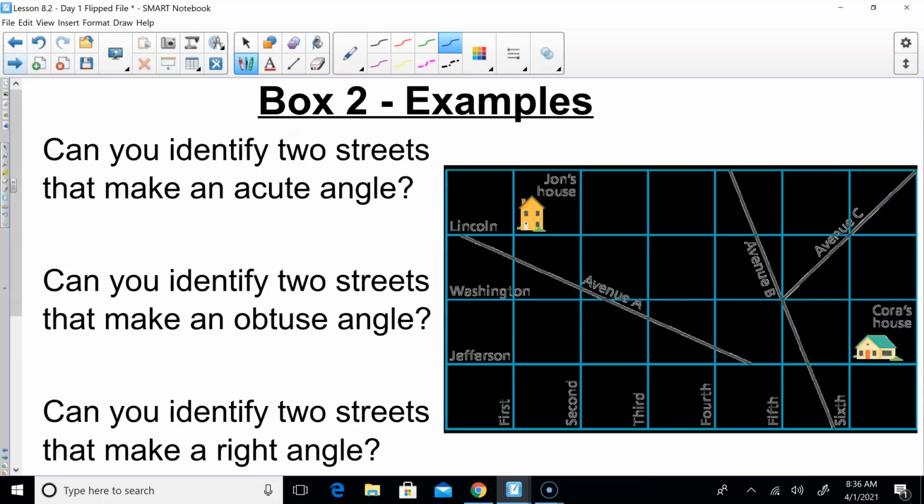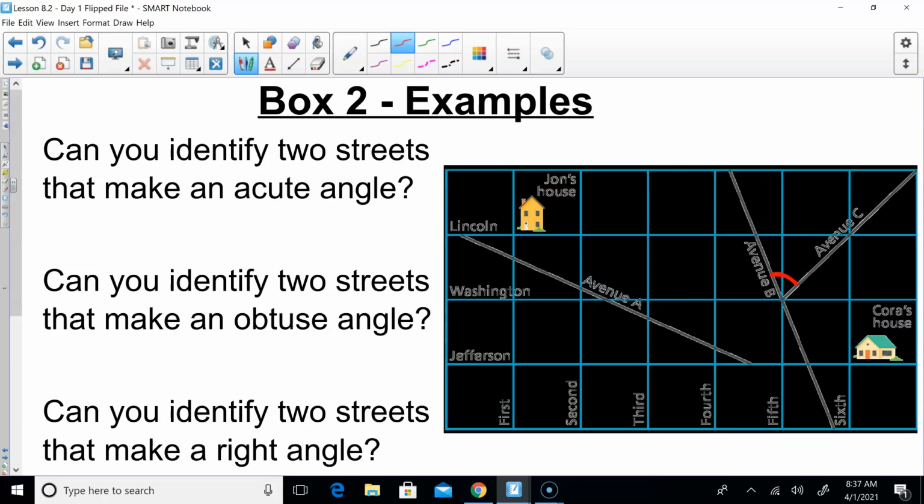And now just some things. Can we identify two streets that make an acute angle? There are a lot of things going on in this picture. So our goal is to find different angles right now. Can we find two streets that make an acute angle? So think about what acute is. We know acute is less than 90 degrees. So my guess is, let's see if you can find some that I'm going to circle. I see Avenue A and Avenue C meet right there. That would be an acute angle.